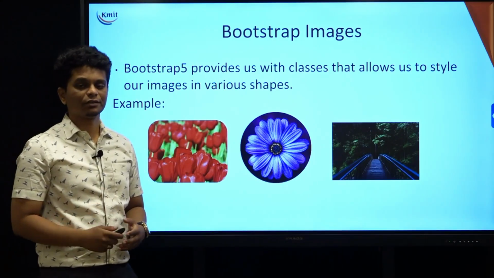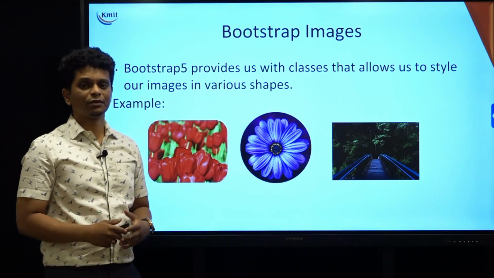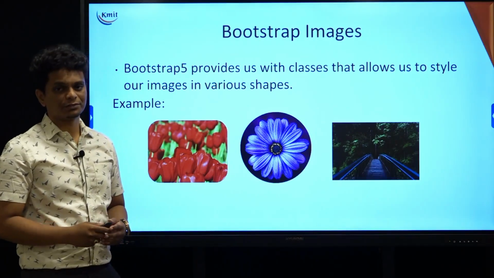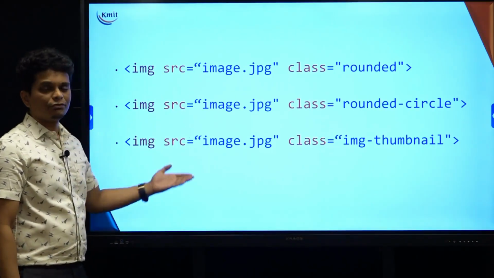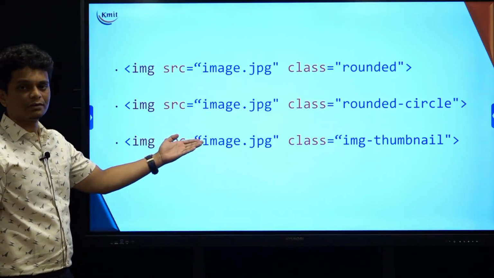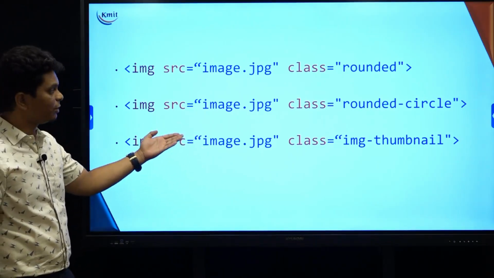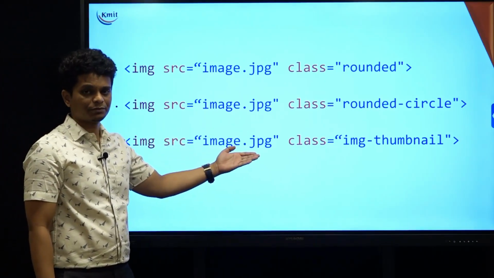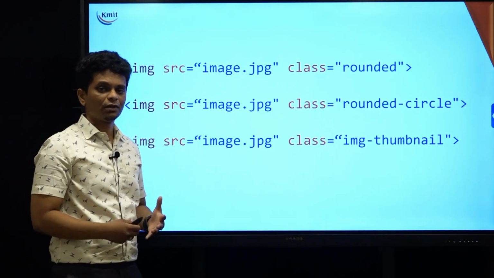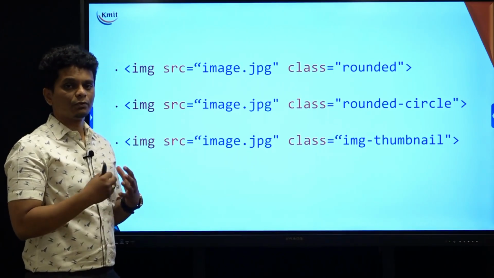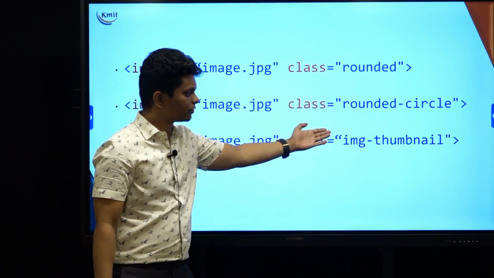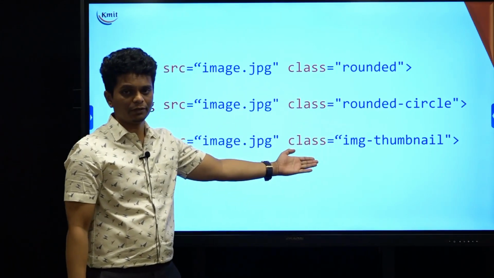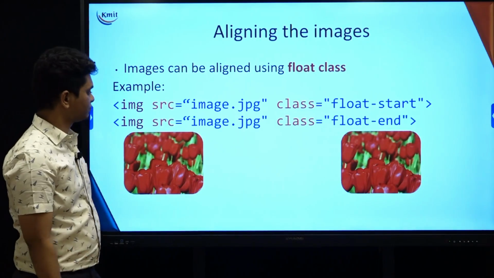We can create responsive images. So these are the different classes that are used to generate images of different shapes. These classes allow us to show images in rounded circle and in thumbnail format, like here.